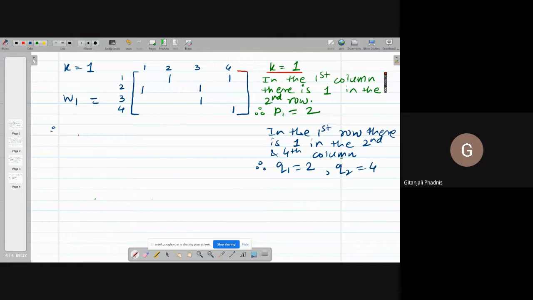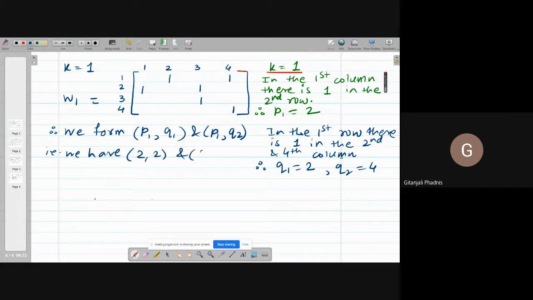Okay. Therefore, we form P1, Q1. What will the first ordered pair be? P1, Q1. And what will the second be? P1, Q2. We form P1, Q1 and P1, Q2. That is, we have 2 comma 2 and 2 comma 4.